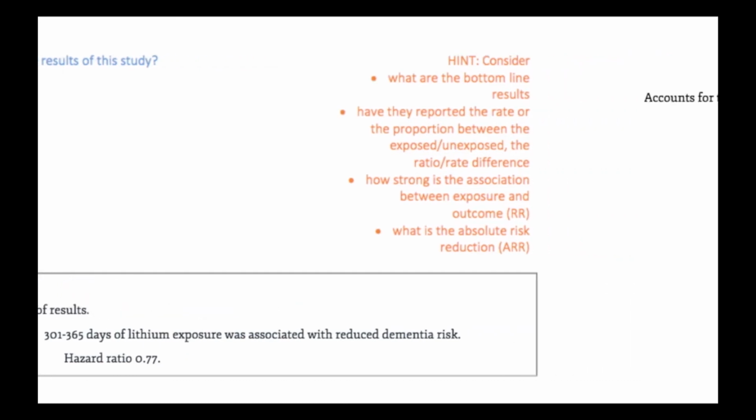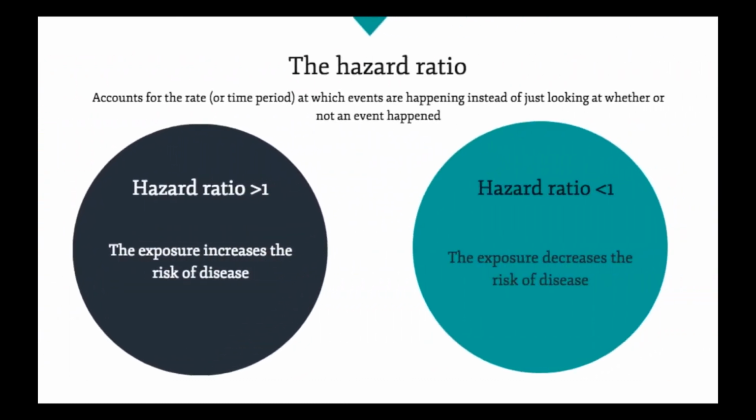Like risk ratios, if a hazard ratio is under 1, then this means that an exposure is protective, whereas if a hazard ratio is higher than 1, then this means that an exposure raises the risk of an outcome occurring.